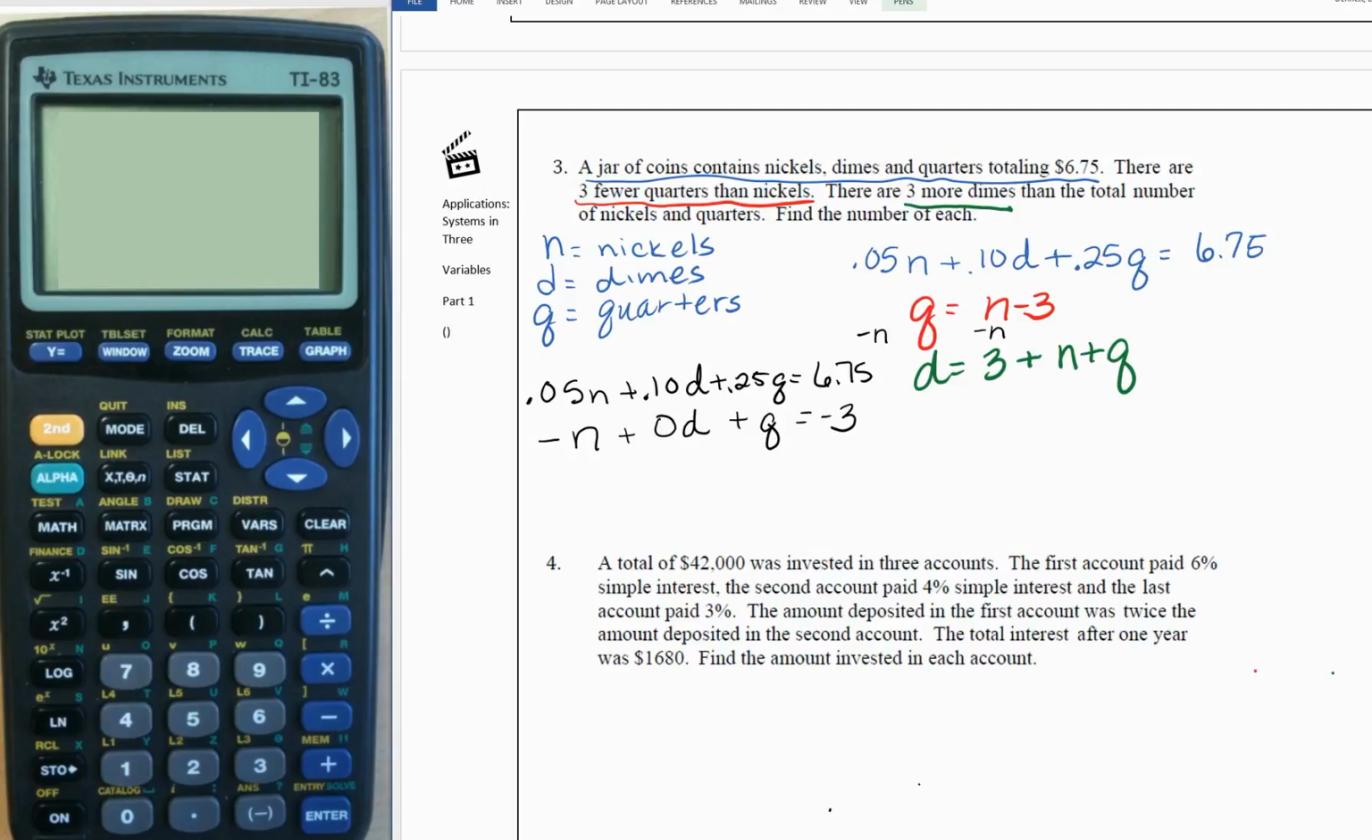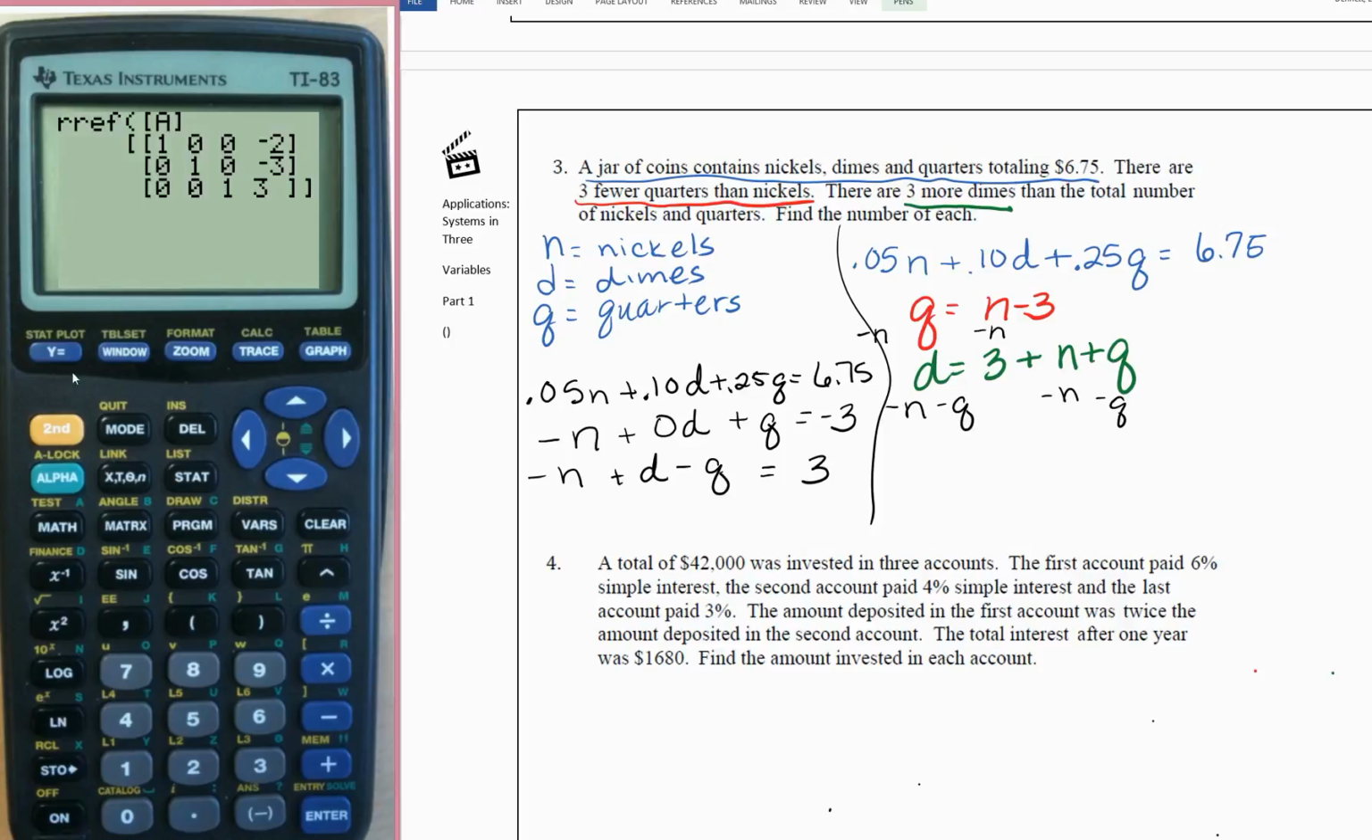And for this last one, the green one, we're going to subtract n from both sides and q from both sides. Okay, so that will give us minus n plus d minus q equals 3. Okay, now that we have those, we can make our matrix. And instead of writing it all out, let's just put it in the calculator since it's all in order. So we're going to do matrix, go over to edit, we can leave it right there in A.